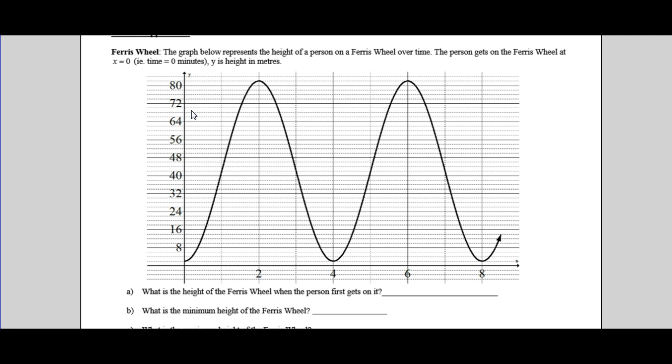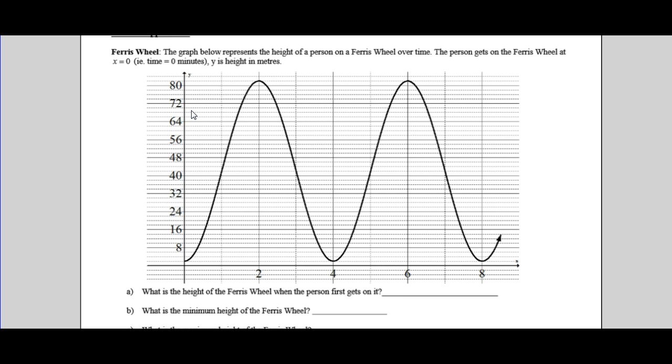So, person gets on the Ferris wheel, x equals 0. So our x-axis is actually time. Time in minutes, and the y-axis is height. So maybe we could have called this t for time and h for height, but we're mostly going to deal with x and y. So, what is the height of the Ferris wheel when the person first gets on it?